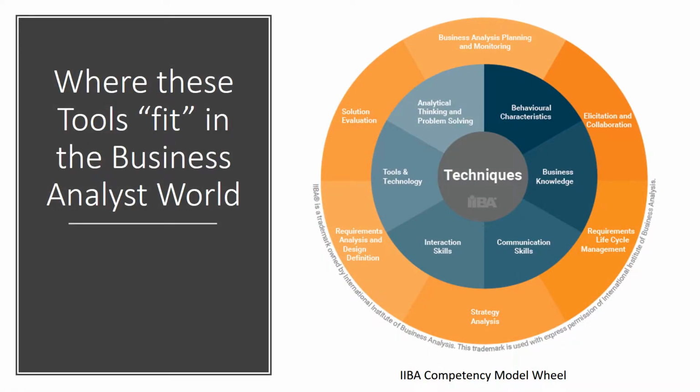In this presentation, I'm going to be discussing specifically how these tools fit in the business analyst world. However, they're also applicable if you're a product manager or project manager or anybody who has to take a look at a problem or an opportunity and make some decisions. You'll see in the business analyst world, these tools, causal loop diagrams and stock and flow models, fit into three specific categories: elicitation and collaboration, strategy analysis, and requirements analysis and design definition.